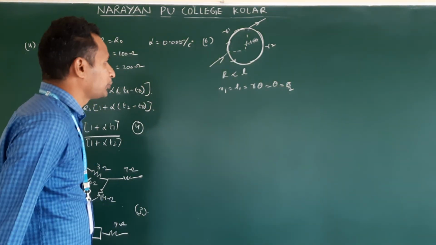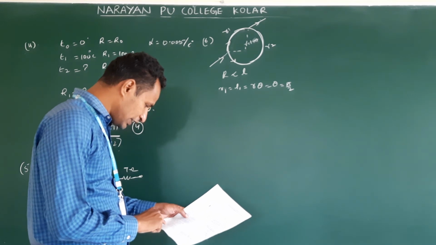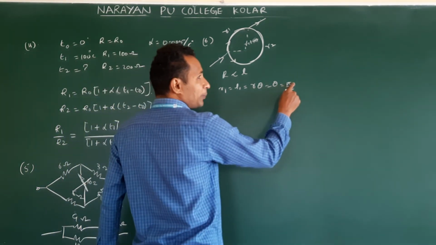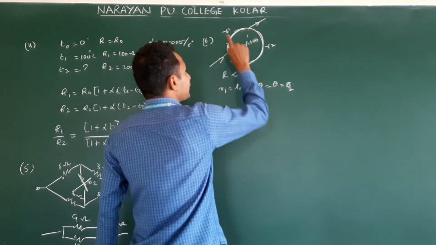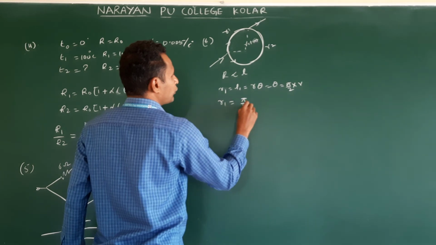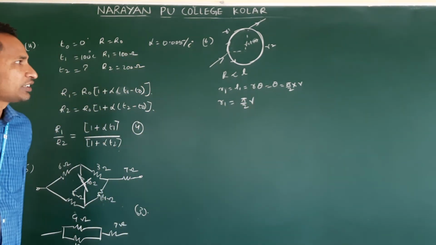Okay? Pi by 2. Pi by 2 means per, what did they mention? The figure has a resistance of R ohm per meter. How many meters is pi by 2 meters? Per meter resistance is R. So into R, so R1 is equal to pi by 2 R.